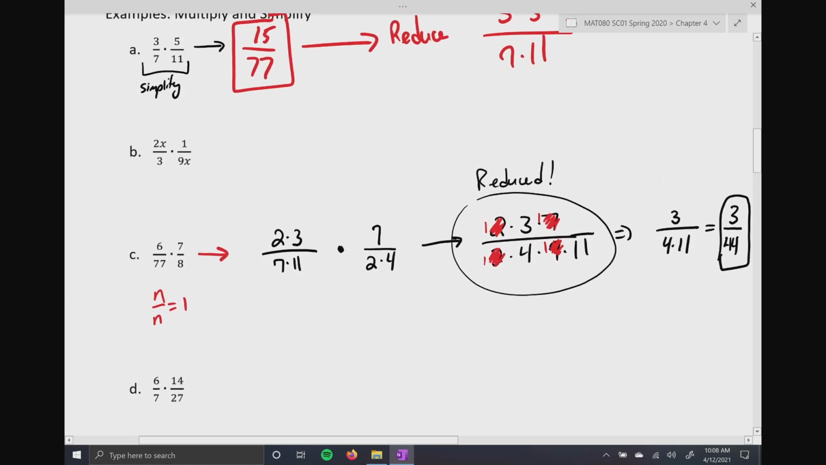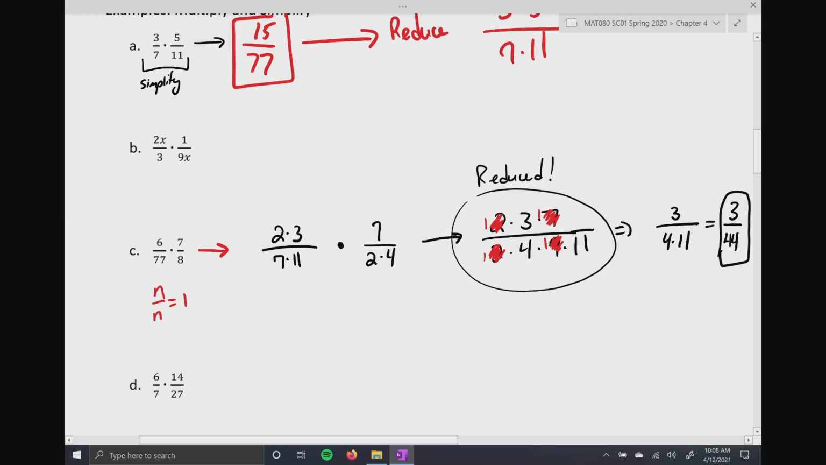Now we can go back to part B. So I'm going to do the same thing that I did previously. I'm going to write out one big numerator and one big denominator. So I got 2x in the numerator and 3 times 9x in the denominator.